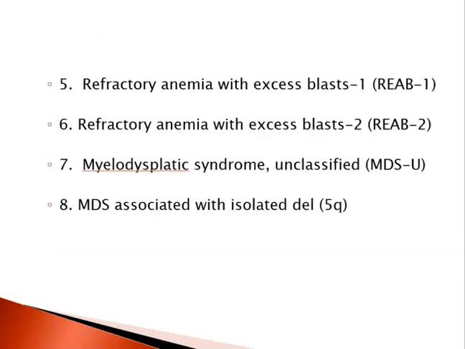The fifth category is refractory anemia with excess blast 1, RAEB-1. The sixth category is refractory anemia with excess blast 2, RAEB-2. The seventh category is Myelodysplastic Syndrome, unclassified, MDS-U. And the last and 8th category for MDS is MDS associated with isolated del(5q), and that's a chromosomal abnormality.